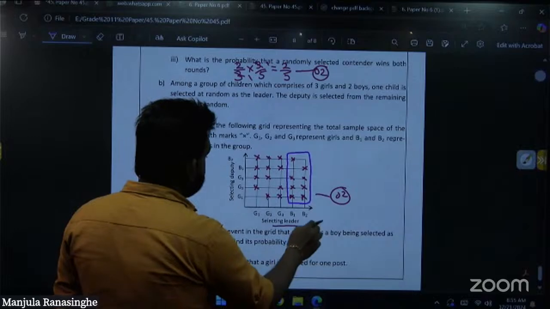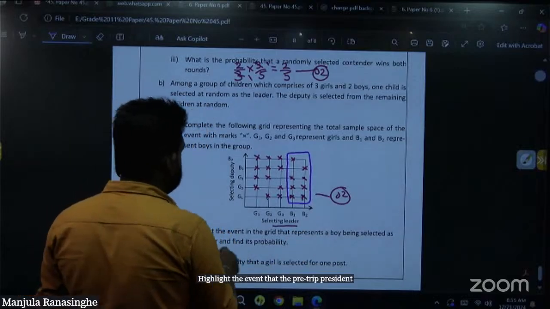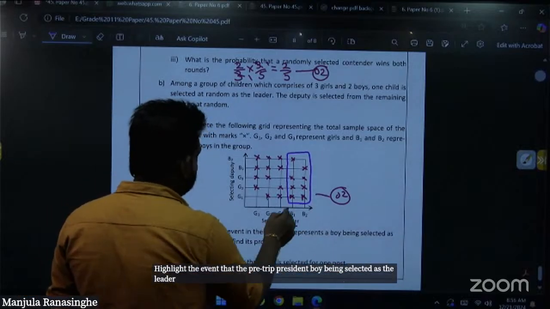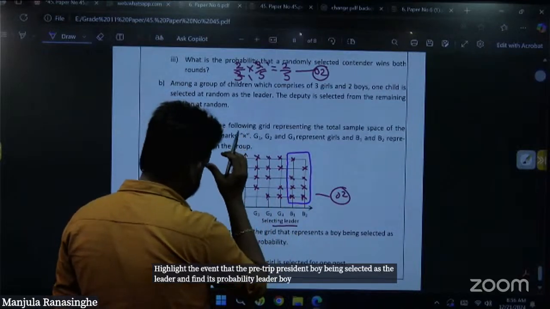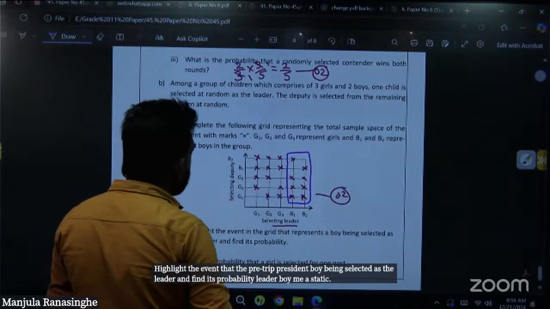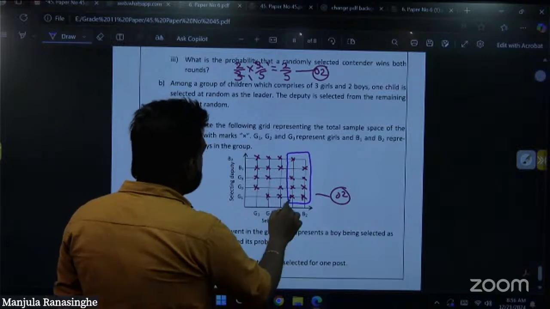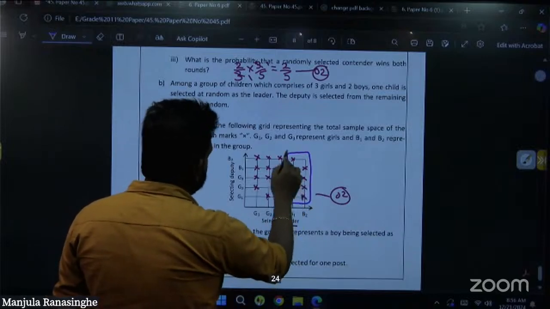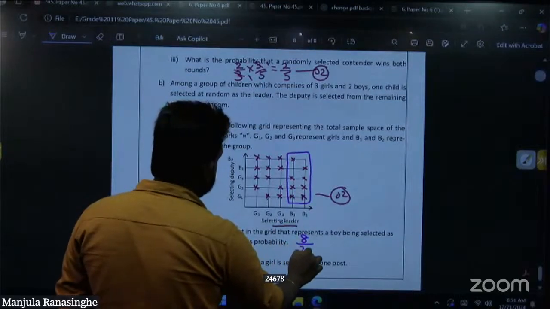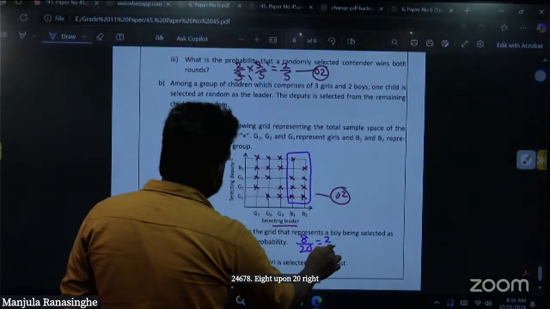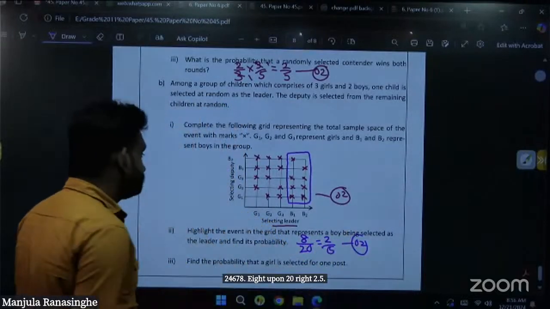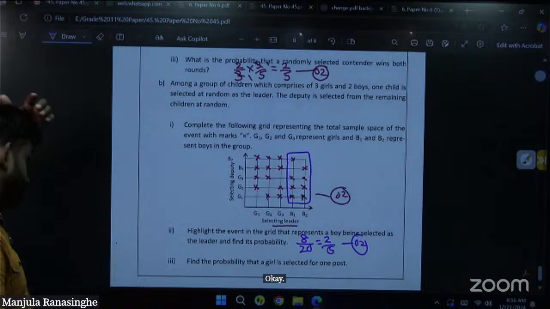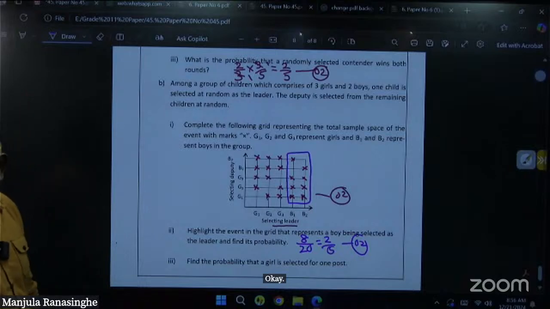Highlight the event that the grid represents a boy being selected as the leader and find its probability. Leader boy. Here come these cases: 2, 4, 6, 7, 8. 8 upon 20, right. 2 upon 5. Okay.